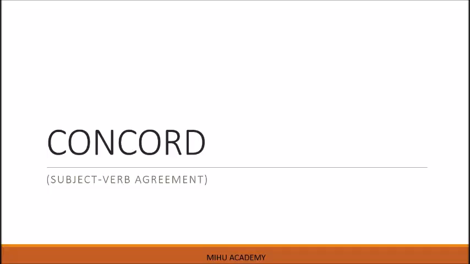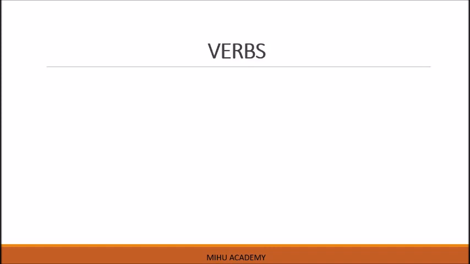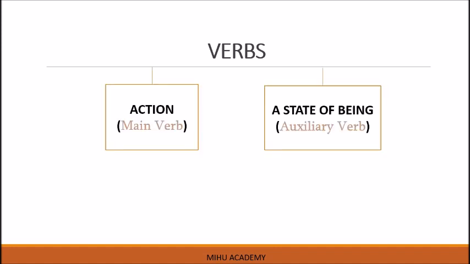Today we are going to discuss concord, which is subject and verb agreement. So let us see what a verb is. Basically, it has two definitions. A verb can be an action or a state of being. When a verb describes the action, we call it a main verb.